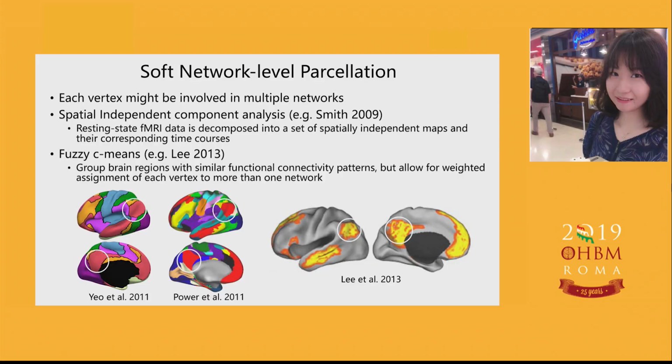Again, if you compare it with the default network from the hard network level parcellations, for example, here I'm showing the Yeo 2011 and the Power 2011, we can see that the structure of the default network is actually very similar. This is good because it suggests that the large-scale networks are consistent across studies and methodologies.